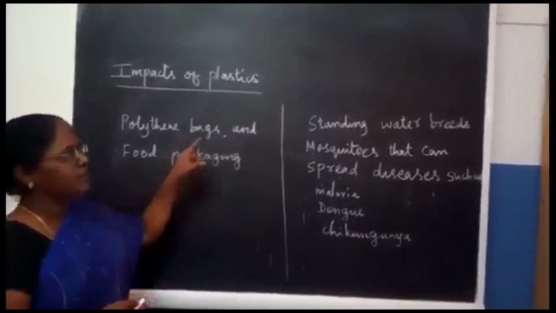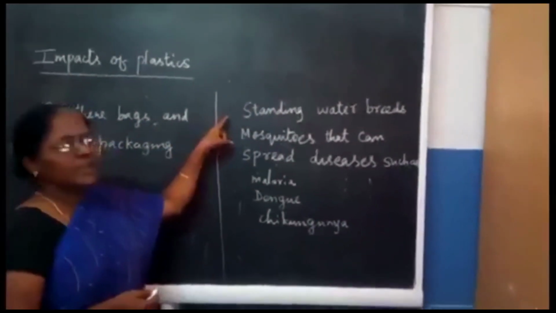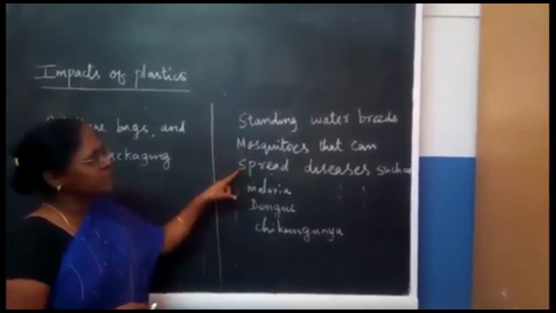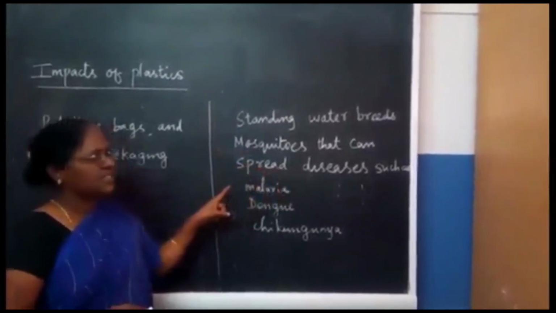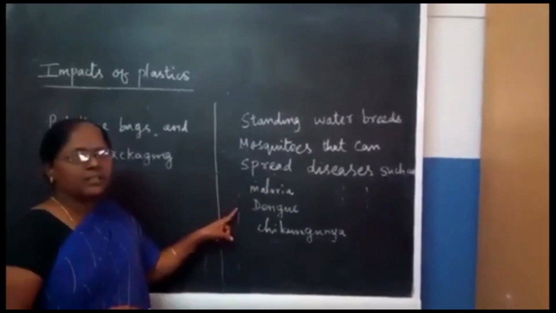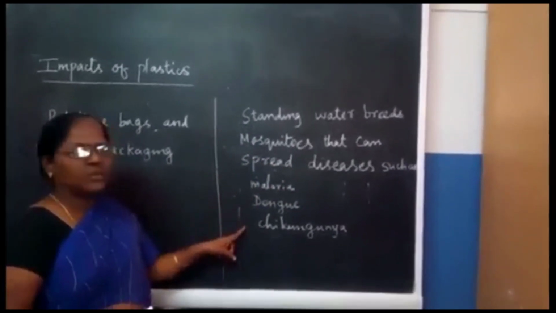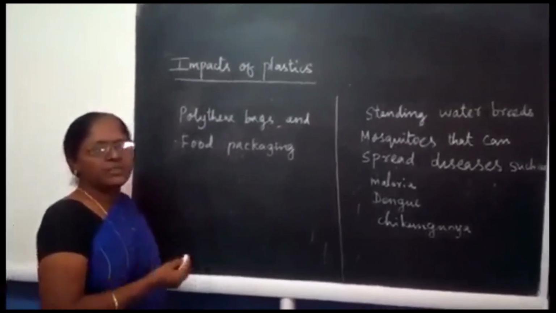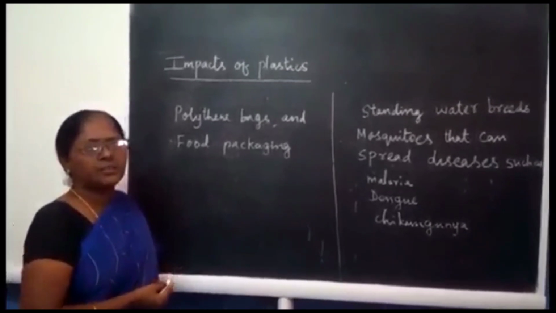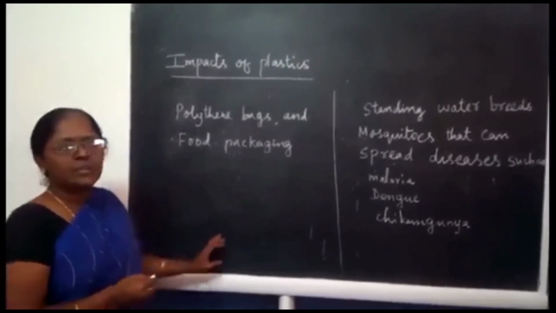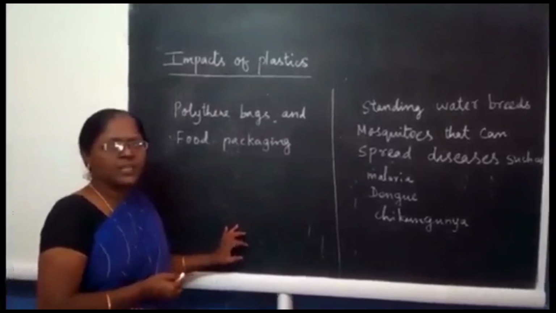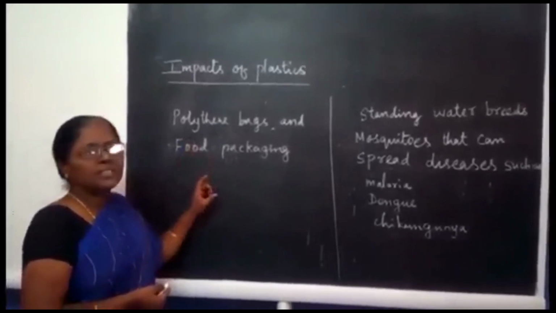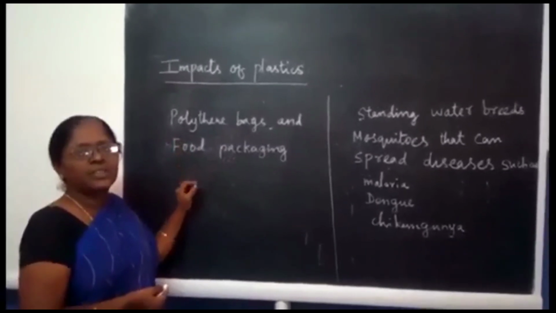Next one, we'll see about standing water. This standing water breeds mosquitoes that can spread diseases such as malaria, dengue and chikungunya. Many animals confuse the plastic for food and eat it by accident. For example, animals in urban areas. Urban means town areas, especially cows. They eat the polythene bags because they contain food.